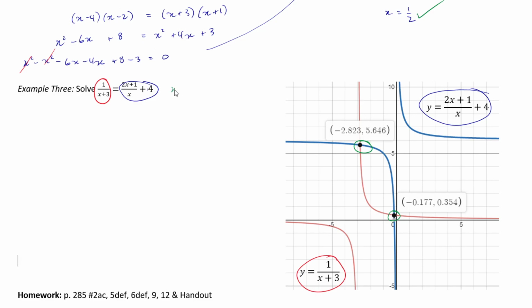Recognizing here that x can't be equal to 3 or x can't be equal to 0. The solutions for this question are x is equal to negative 2.823 and x is equal to negative 0.177. So we just look at the x values at the point of intersection. And those right there are the solutions to this rational equation.